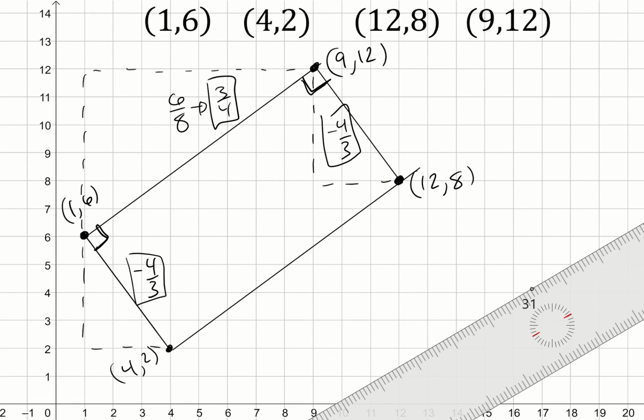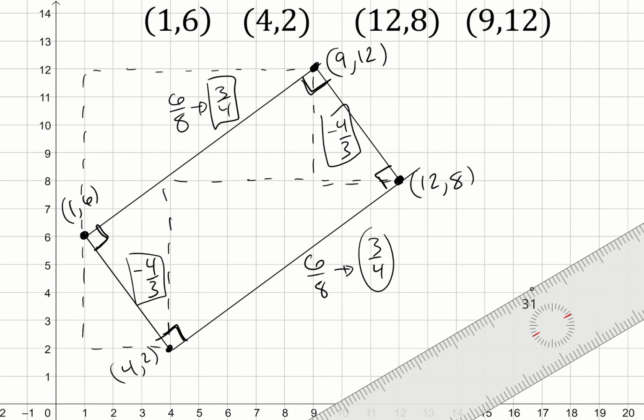And it turns out that this one, let's see, what is it? Is it 1, 2, 3, 4, 5, 6? 1, 2, 3, 4, 5, 6, 7, 8. It's also 6/8 or 3/4. So that means that these are also right angles.